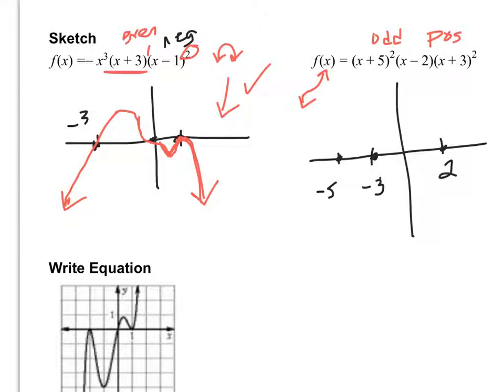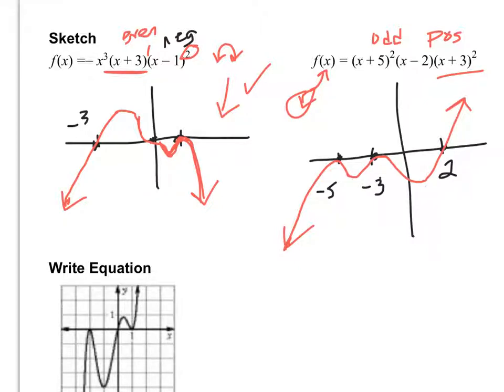Okay, so negative is where I'm going to start down here, because that's where my little sketch is starting. When I get to the negative 5, it's going to be a parabola, so I'm going to bounce. When I get to the negative 3, it's also going to be a parabola, so bounce. And then when I come back up, going through 2, it's just a line, so I'm just going to pass straight through. And overall, my shape does look like an odd positive graph, so I'm good to go. Remember, in Algebra 2, we're not focused on how low do you go or where exactly these maximums and minimums are. We are sketching. Sketching is the key word.